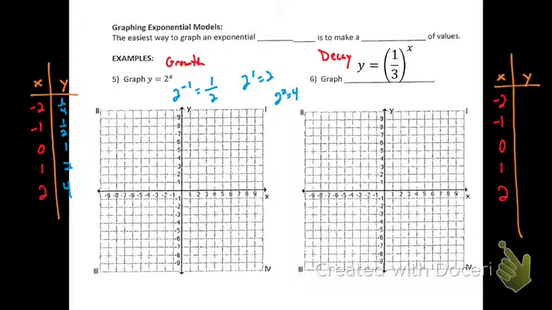We have negative 2, 1/4, so somewhere down in there. Then I have negative 1, 1/2, so a little higher. 0, 1. 1, 2. And then 2, 4. Now there's another point you could plug in here, 3. If you plug in 3, it's 2 to the third power. It's going to be 8. So 3 comma 8. And then we're going to connect these very carefully, starting somewhere right in here and going.